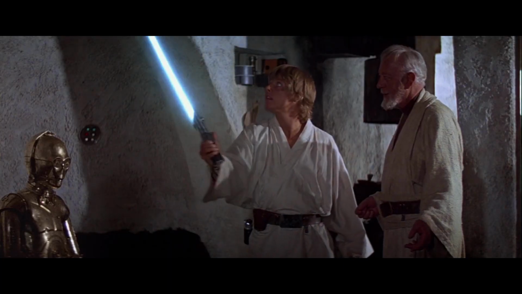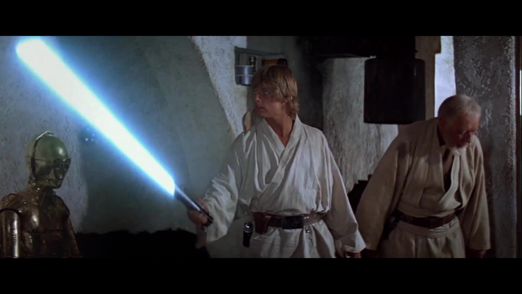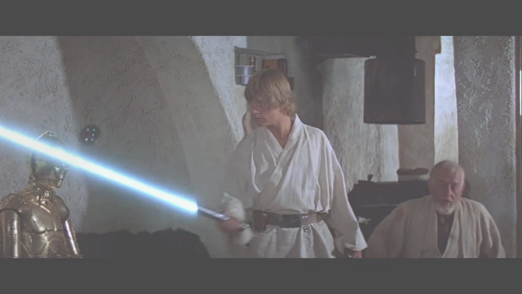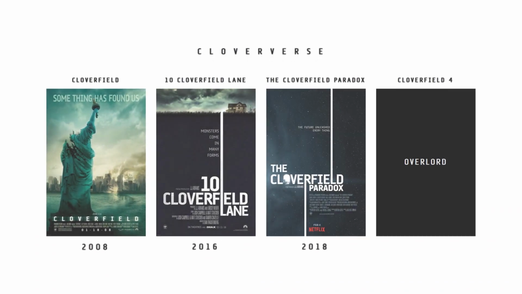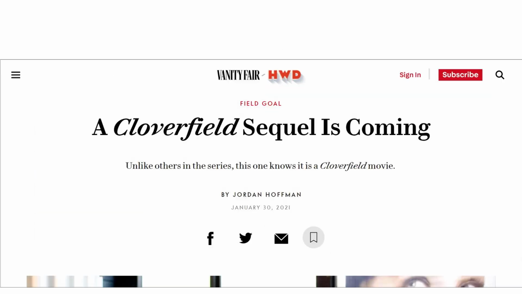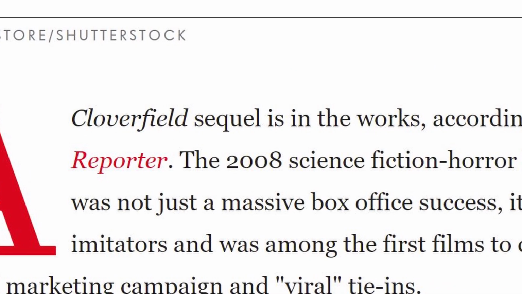I'm not trying to argue that Cloverfield is a better or worse film than any of the others I've shown here, but I think there's something to be said about the success of a film with a cult following large enough to build its own cinematic universe. And with a confirmed sequel on the horizon, I think now is the perfect time to talk about what makes the atmosphere of Cloverfield so intriguing.